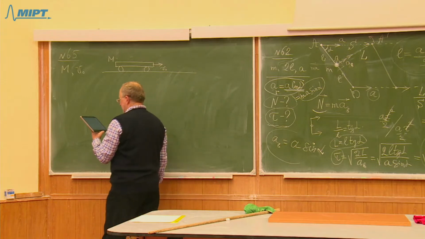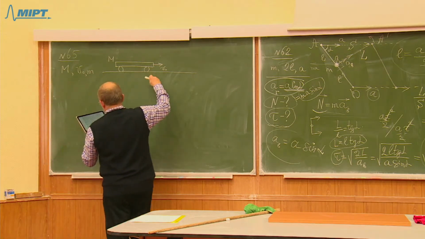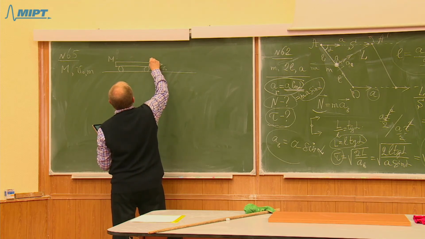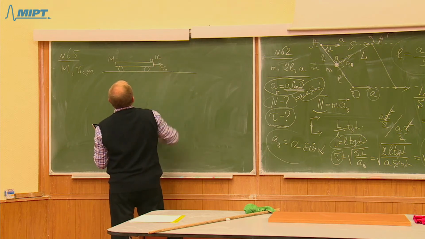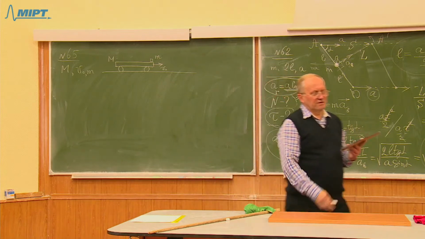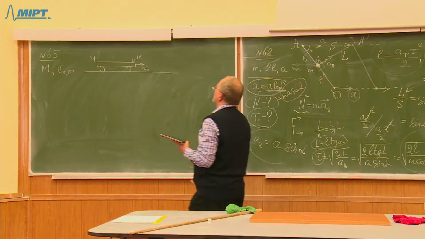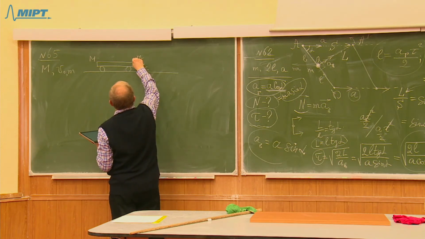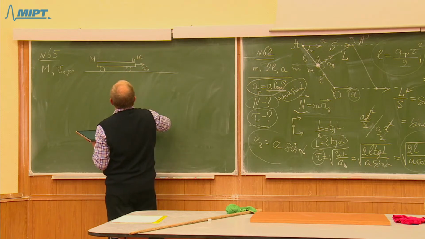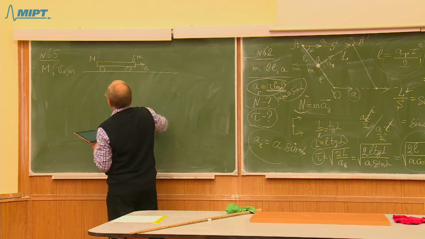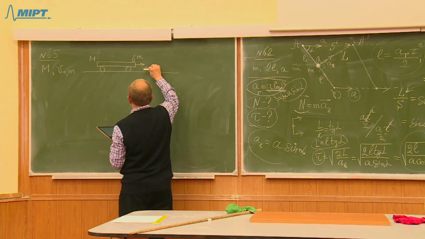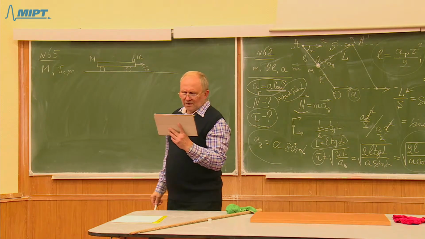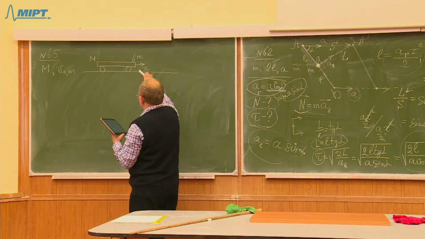A body of small mass m is placed on the front edge of the wagon. So a body of small mass m is placed here. Well, I don't know, small; it may not necessarily be small. Any mass, denoted by small letter m. A body of mass m is placed on the front edge of the railway car, here, without the initial velocity. So the car moves here at velocity v0, and the body is placed at this point without any initial velocity. The initial speed of this body is 0.